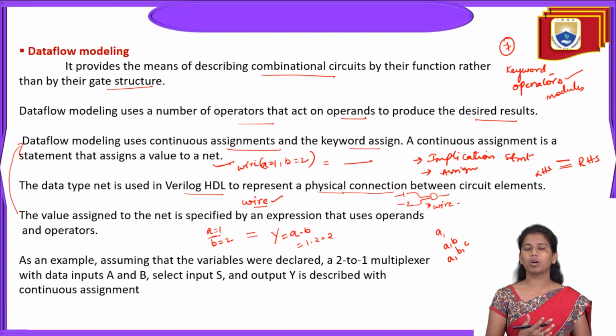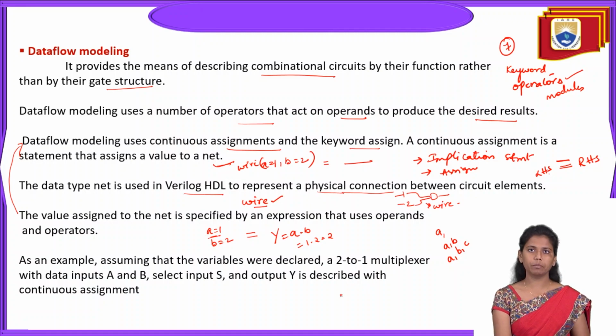So in data flow modeling, we can write the code with respect to the multiplexer, as well as with respect to the demultiplexers. And now we will see in detail how the variables, the data types and the operators can be associated with respect to this 2x1 multiplexer, right?